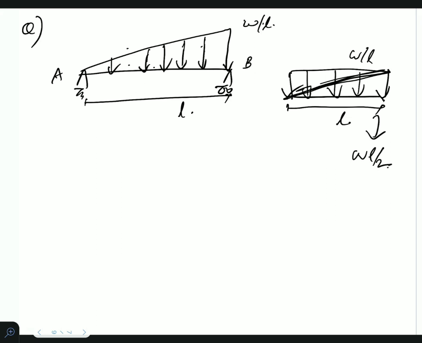Otherwise, in another way also, this is a triangle. So half into base into height will give the total value. So half into the total area will give you the load. So half into length into W per length.